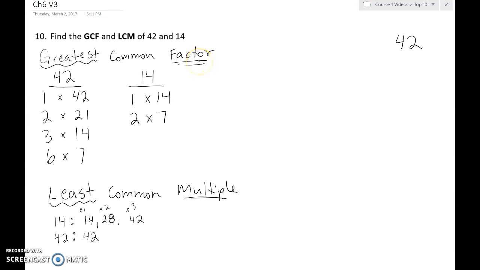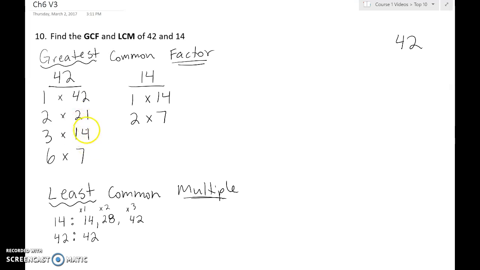Factors are what numbers can multiply together to make a certain number. So I'm looking for factors of 42. What numbers multiplied together make 42? So 1 times 42, 2 times 21, 3 times 14.